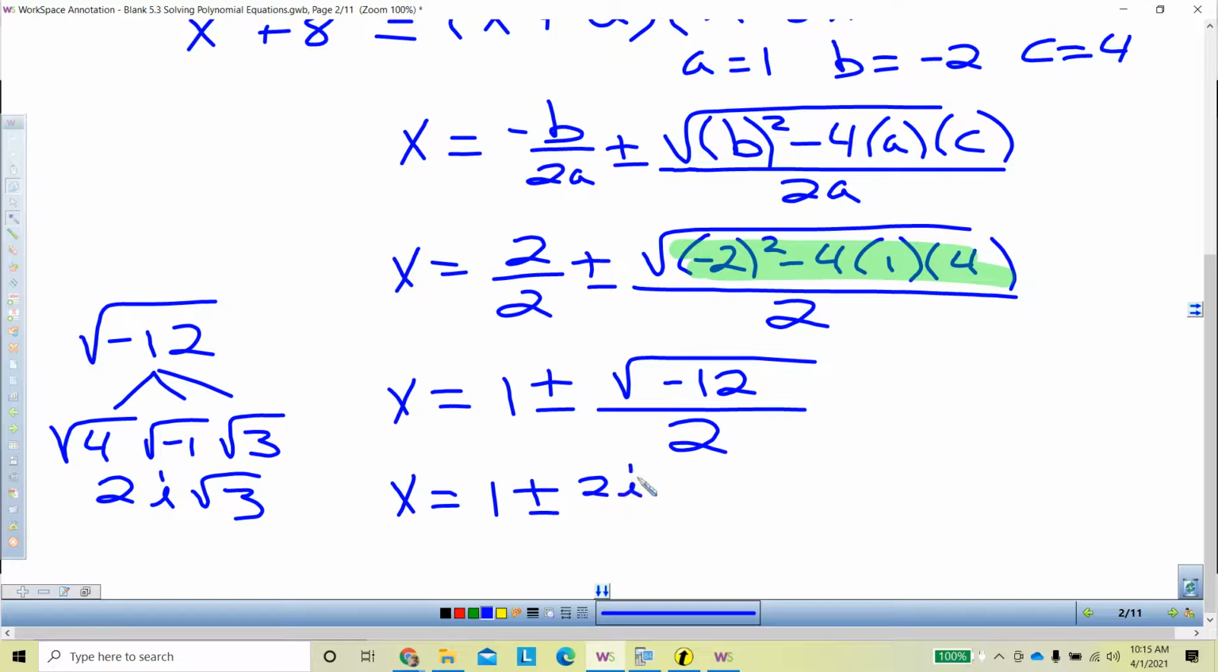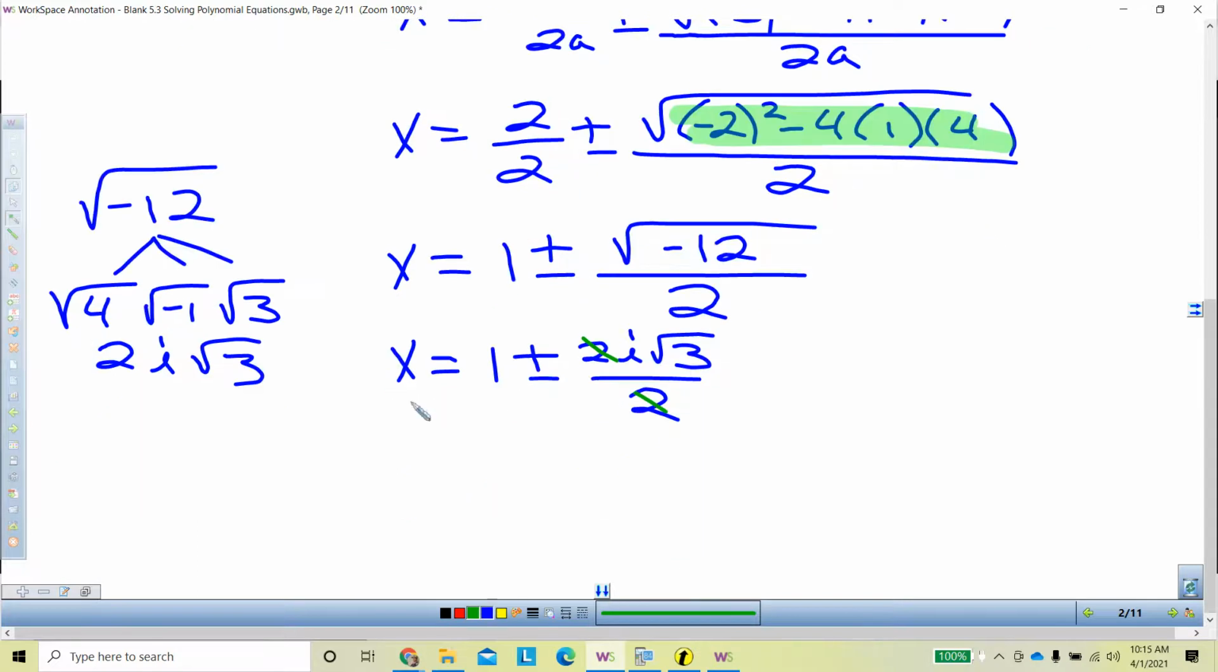So 2i root 3 over 2. The reason I've always had you make these two fractions, one fraction here, one fraction over here, is because oftentimes you can reduce both fractions, right? We already reduced 2 over 2 to get this 1. Now we also have to reduce these 2's, right, which are just going to go away. So we get x equals 1 plus or minus i root 3.